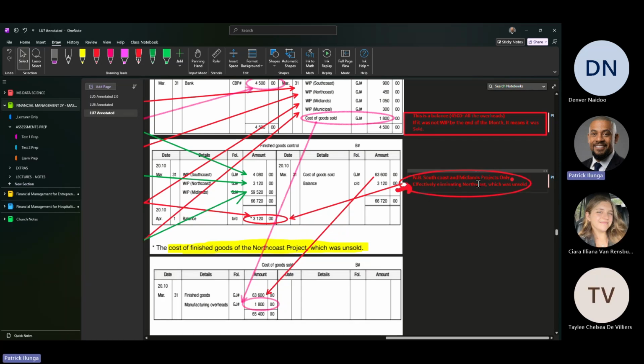So we have to eliminate the North Coast, this side, because it was unsold. So when we look at the cost of goods sold, it's only this amount of 63,000 we are going to move to the cost of goods sold.